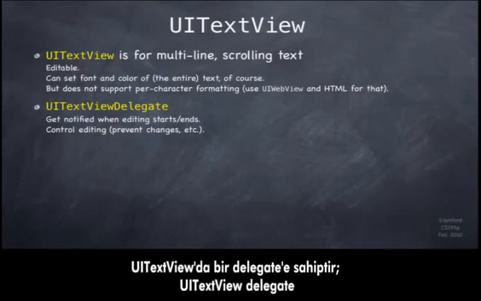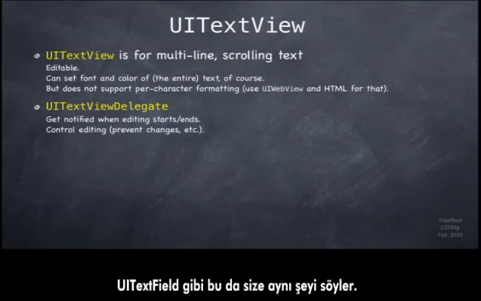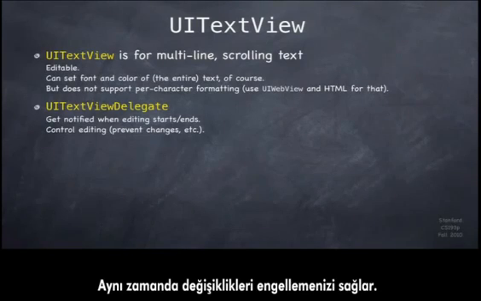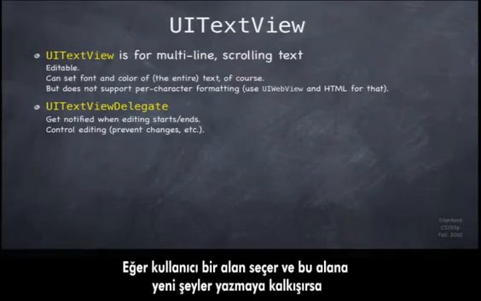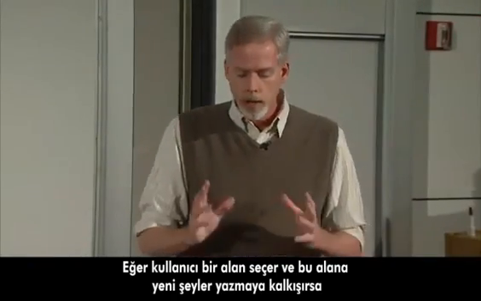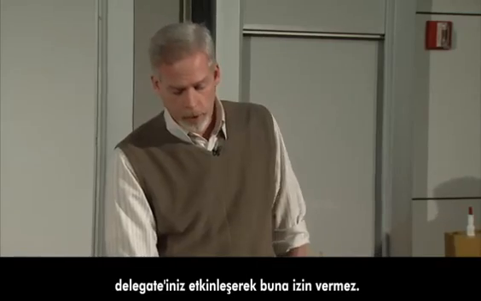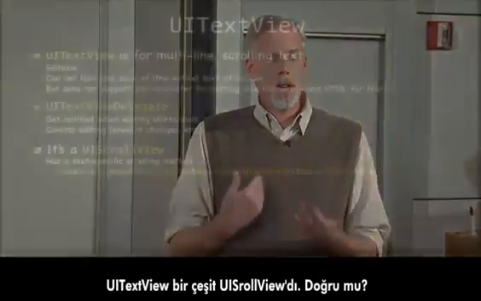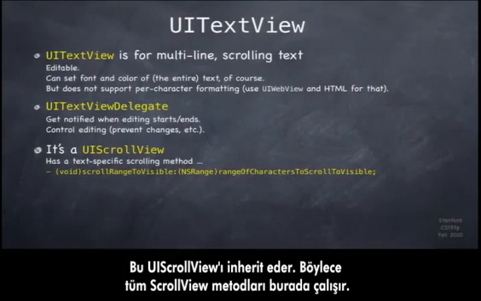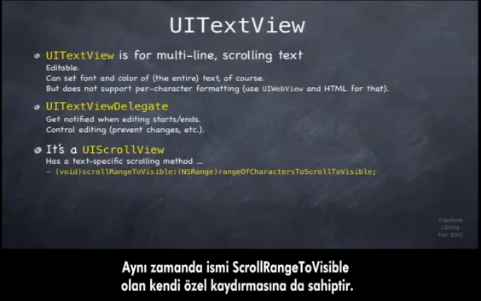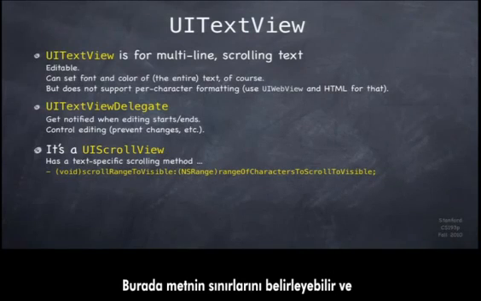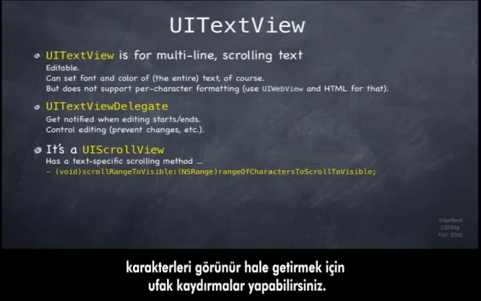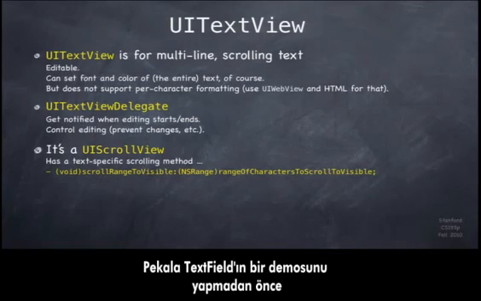It has a delegate as well, UITextViewDelegate. It'll tell you about the same things as UITextField. It'll also let you prevent changes. So if the user selects a range and tries to type something new in that range, your delegate can get involved and not allow it. UITextView is a UIScrollView, right? It inherits from UIScrollView, so all the scroll view methods work to scroll it. And it also has its own special scrolling method called scrollRangeToVisible, where you specify a range of the text and it'll minimally scroll to make those characters visible.